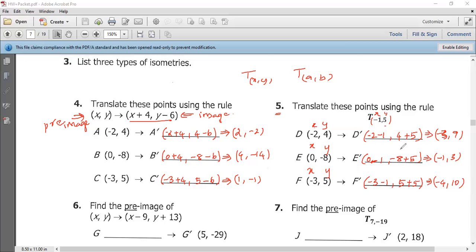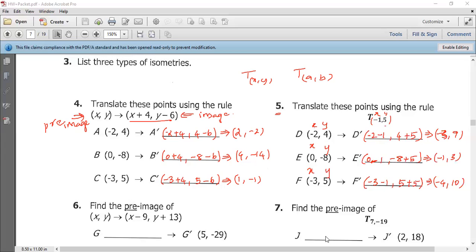So if they are giving notations like T of (-1, 5), what you're going to do is, you will be given the pre-image coordinates. Just add to the pre-image coordinates, that is the x value with -1 and the second value that they have given, 5. So with that, you just add to the y coordinate. Got it?